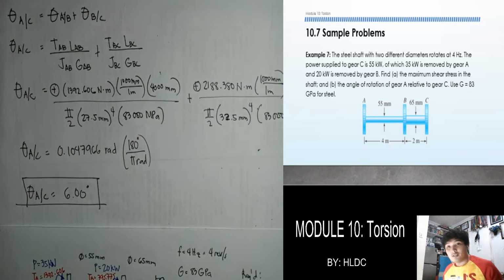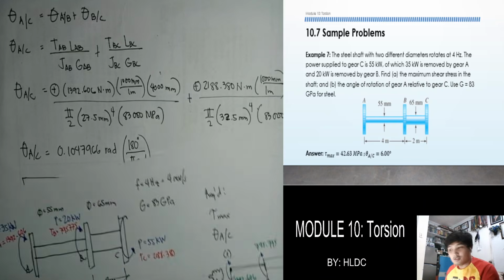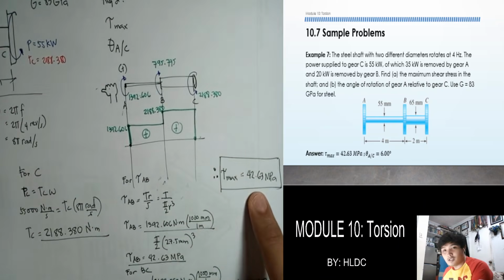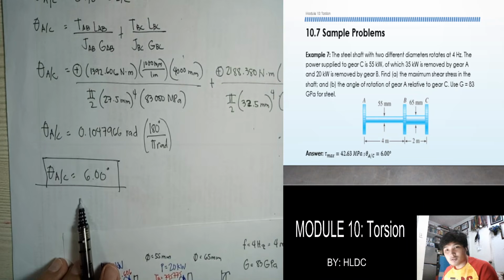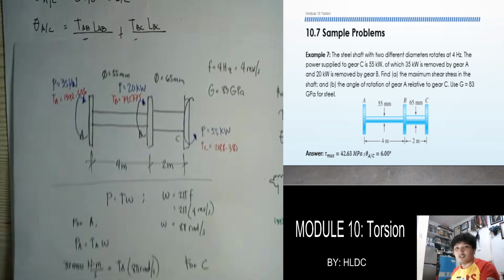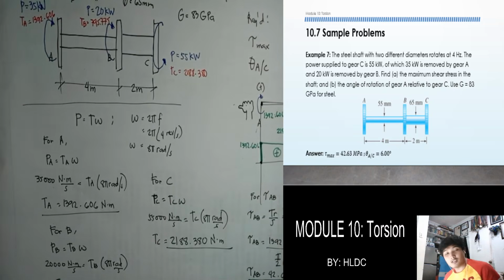Okay, so check natin class kung correct yung mga nakuha natin mga values. So para sa tau max, the larger one yung 42.63 MPa, and then angle of twist of A relative to C 6.00 degrees. Okay, so hanggang dyan na lang muna class yung topic natin regarding sa torsion. Pero may mga application pa to class, sa next video natin siya ipe-present.